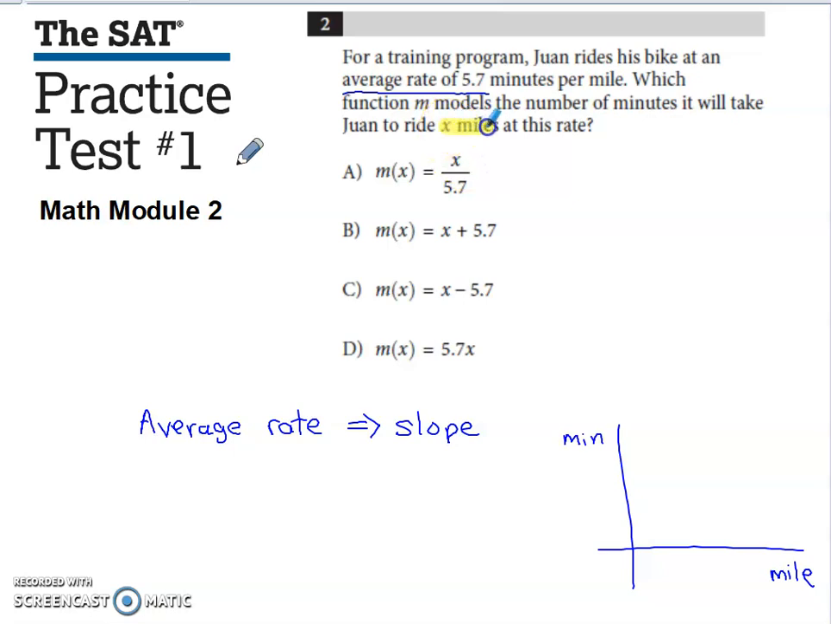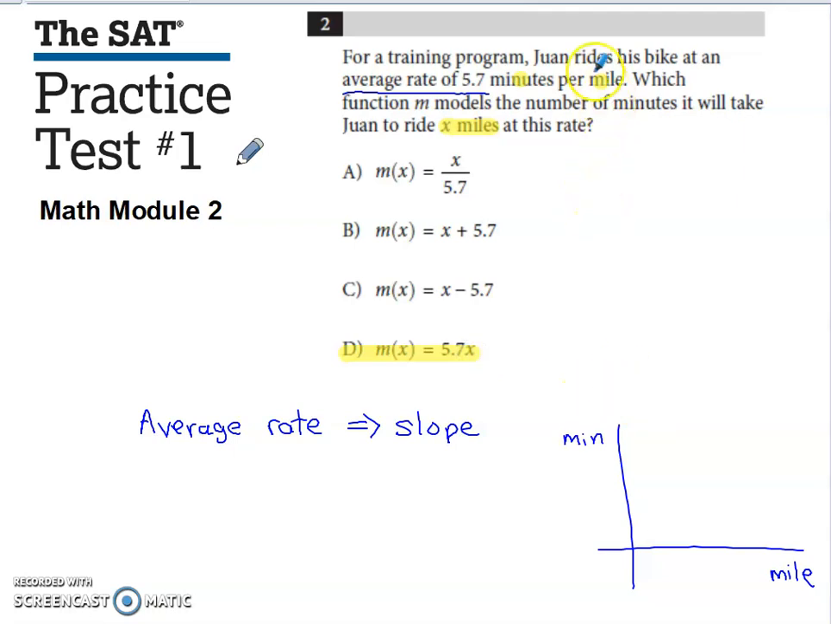It told me that x is being measured in miles. So I knew on my x-axis I would have units of miles, and that would mean on my y-axis, think about a slope calculation, it's y divided by x. Y is measured in minutes, x is measured in miles. They tell me that the average rate is 5.7 minutes per mile. That means that minutes must be my units on the y-axis, and that this right here is in fact the slope. 5.7 is in fact the slope, which is why we're going with option D.